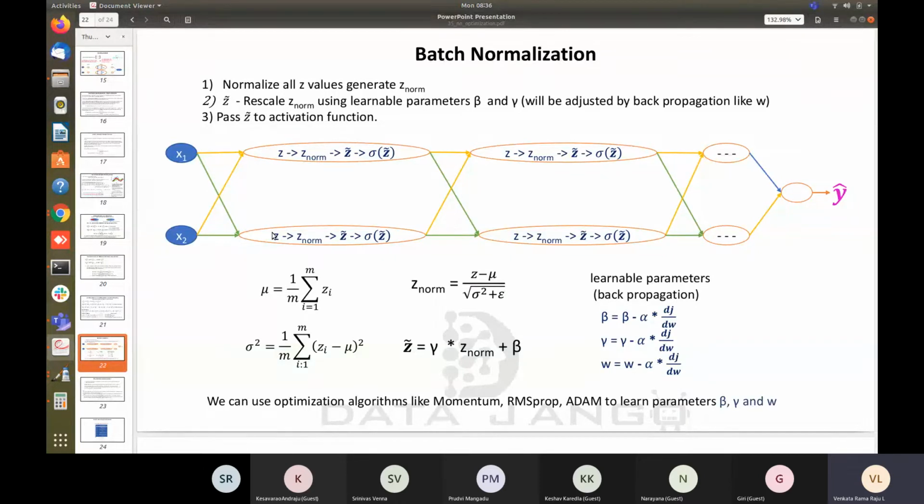So Z is the linear combination you calculated, and then Z norm. Z norm is the normalized value of Z's. I am saying Z's, I am not going to pass one value here. I'll pass a batch of values. Suppose 32 records are passed, you will have 32 Z's. You can do normalization of those 32 because you will have a mean and a standard deviation of all those 32 Z's. Do you agree? Till that point, do you agree?